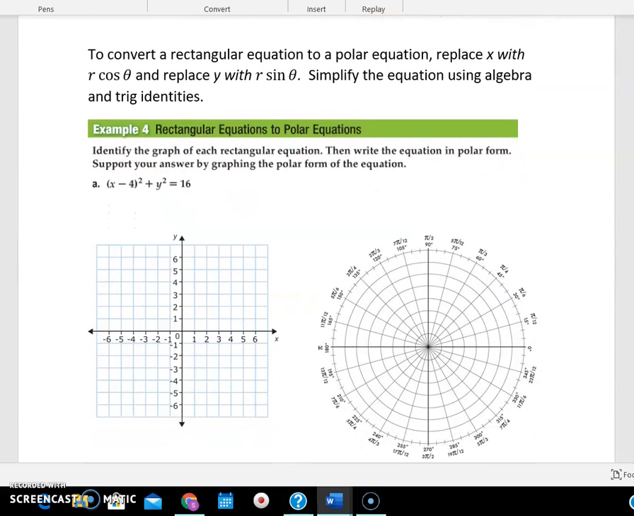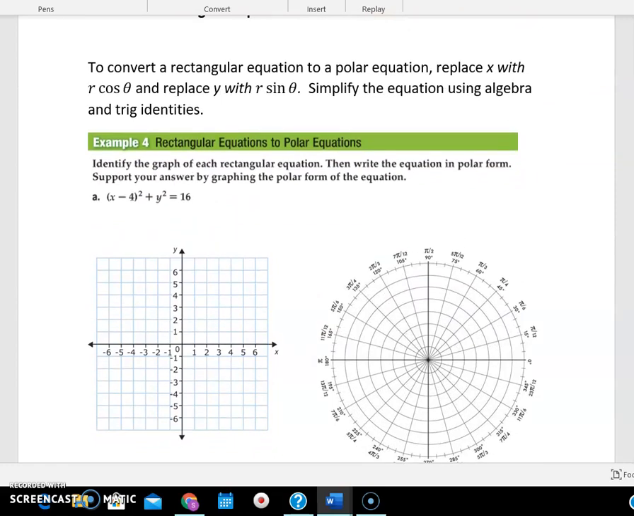All right, so how about equations? Well, from the point, we knew that x is equal to r cosine theta and y is equal to r sine theta. So we're going to use that same idea here. It says to convert a rectangular equation to a polar equation, replace x with r cosine theta and replace y with r sine theta. So we're going to go from rectangular to polar on this one. And then in a minute, we'll go from polar to rectangular.